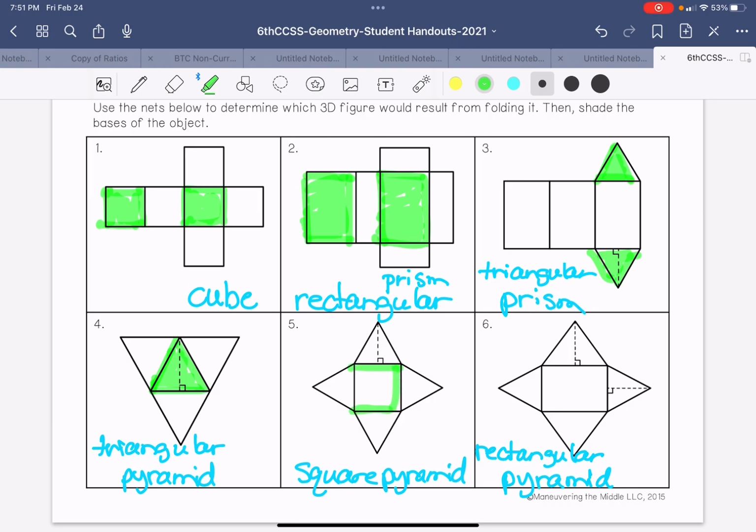Square pyramid. So if I folded these all together, these would connect to make the vertex at the top. This would be the vertex of this one. And a rectangular pyramid, this is going to be your base. And these 4 points would come together to make your vertex at the top.